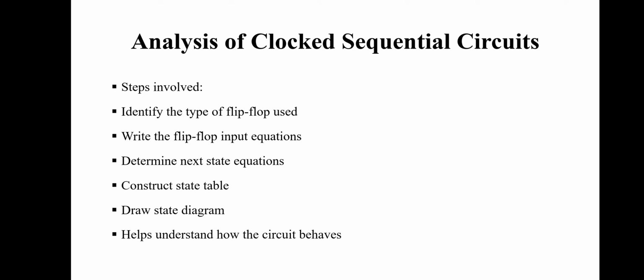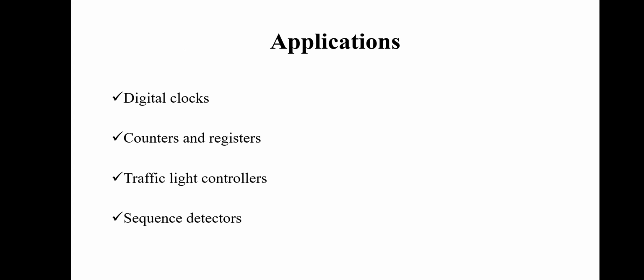Analysis. Now let's see how to analyze a clocked sequential circuit. First, we identify the type of flip-flop used. Next, we write the input equations of the flip-flop. Then we determine the next state equation. After that, we construct the state table and draw the state diagram. This process helps us understand how the circuit behaves step by step.